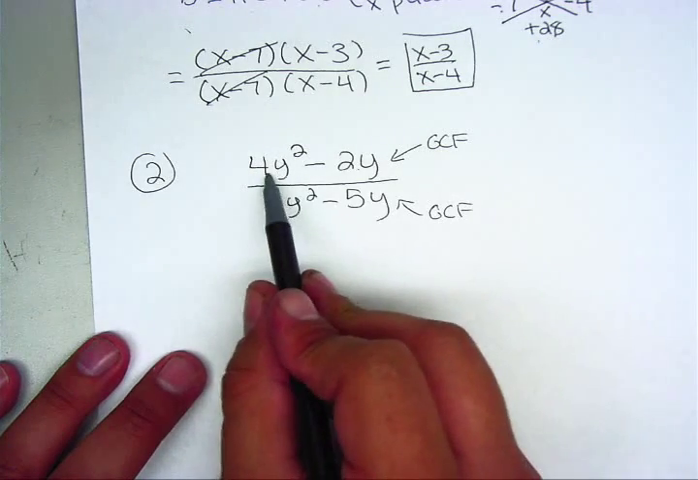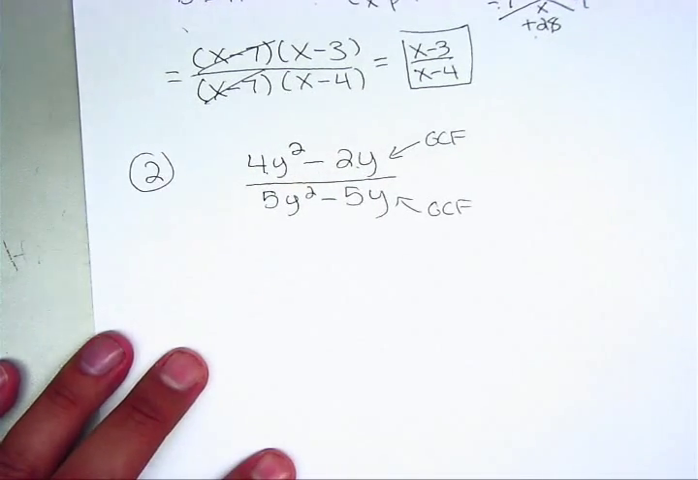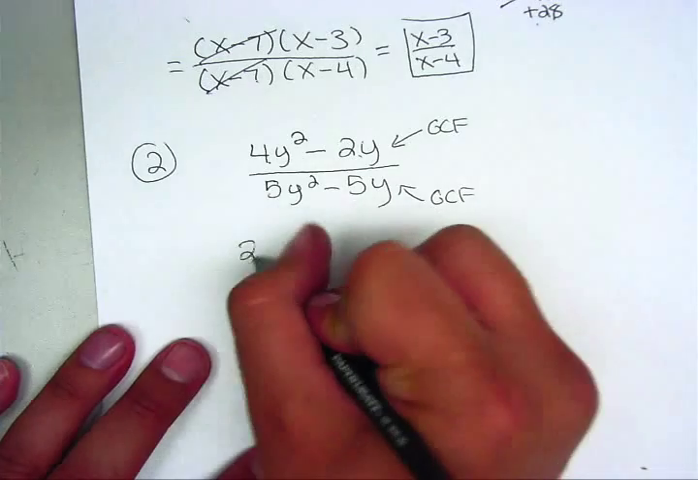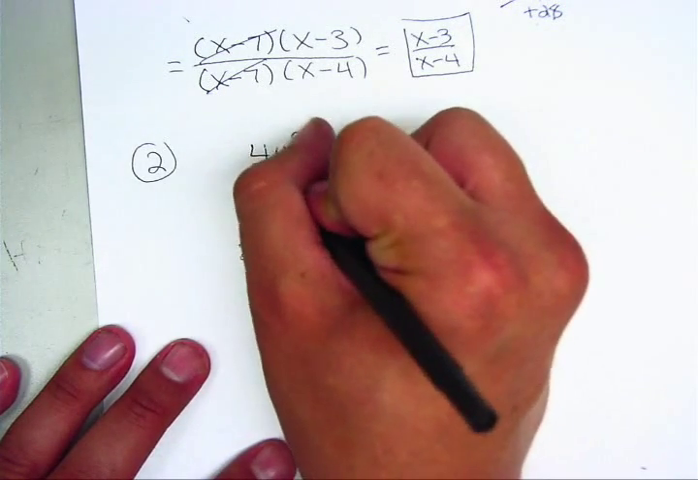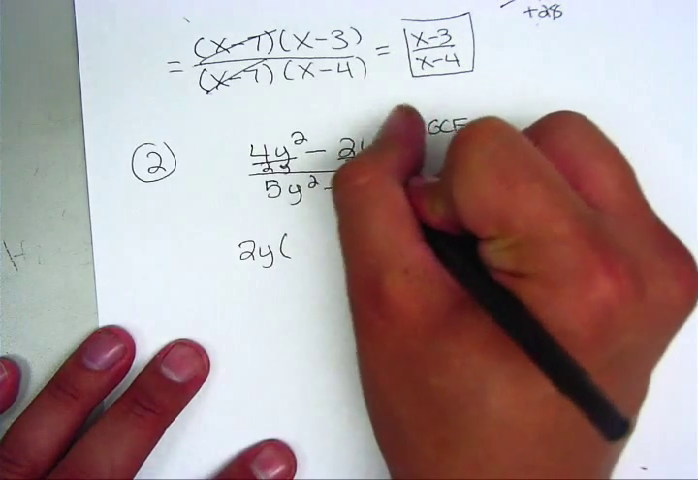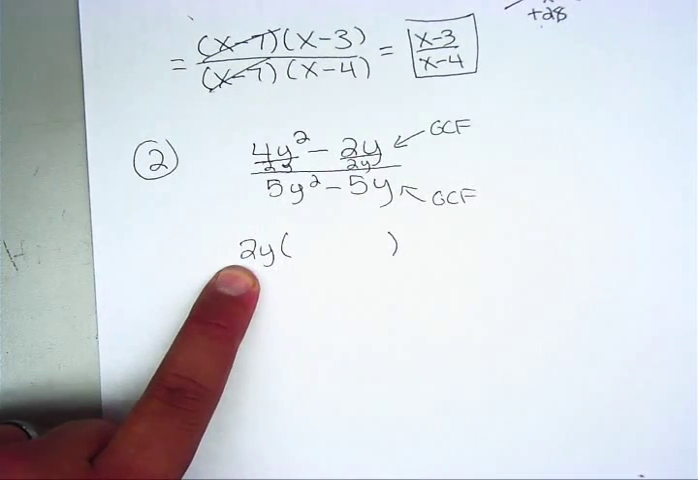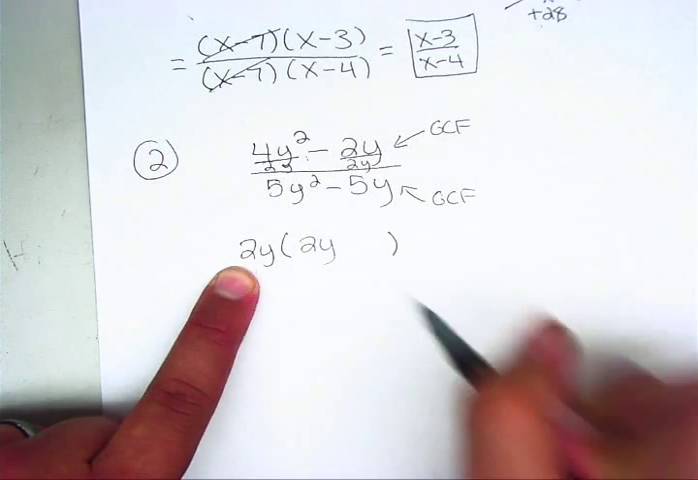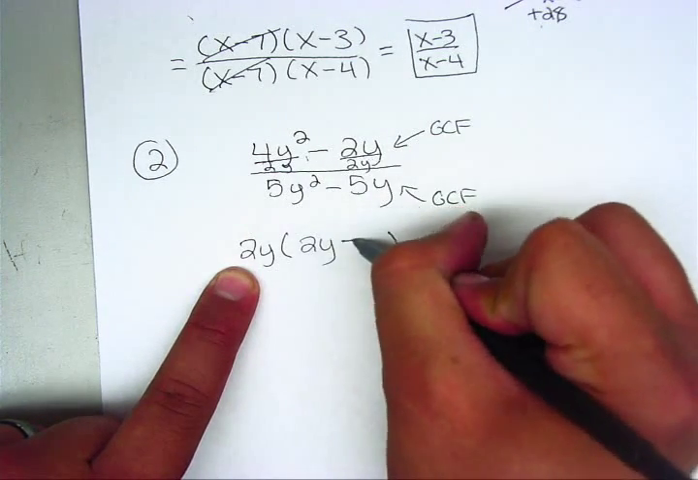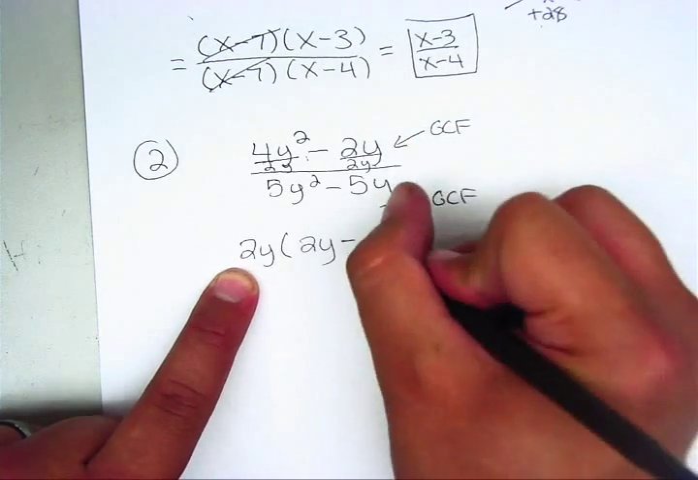So the greatest common factor of 4y squared and negative 2y is 2y. I'm going to divide each of these by 2y, which is our greatest common factor. And 4y squared divided by 2y is 2y. Take away, 2y divided by 2y is just 1.